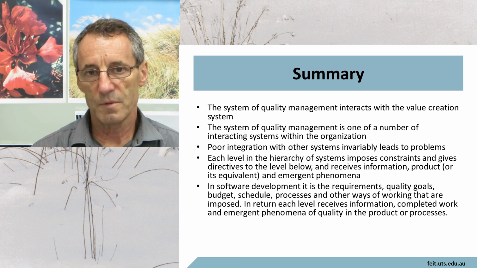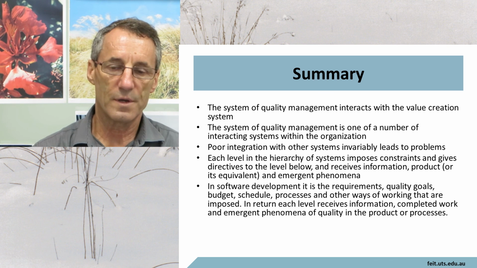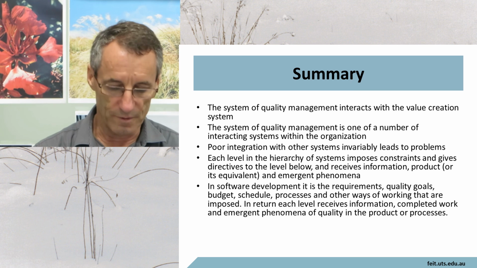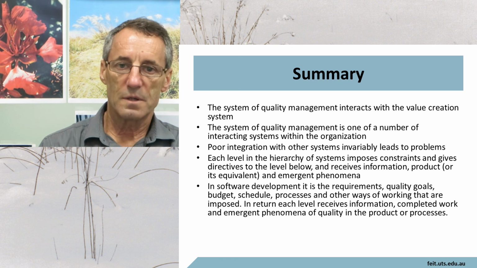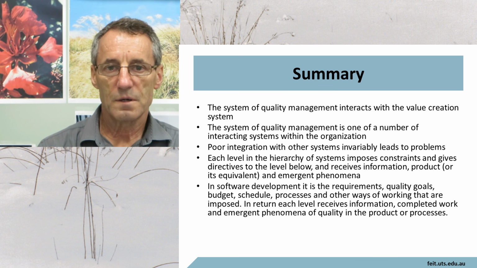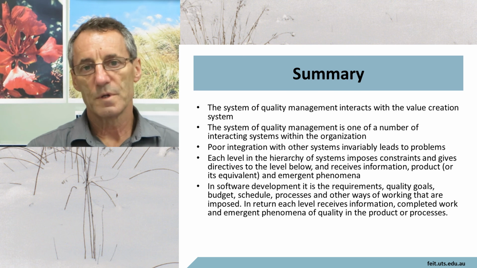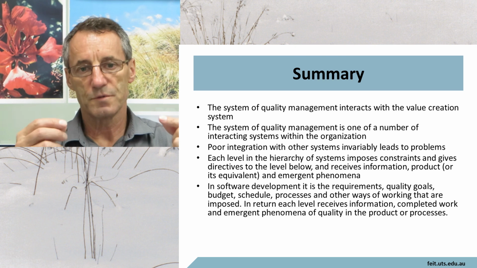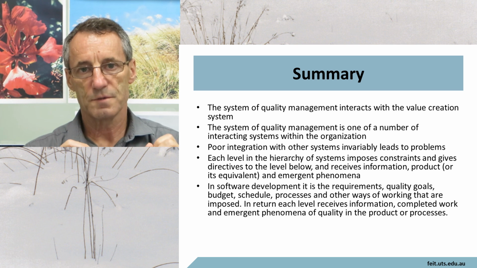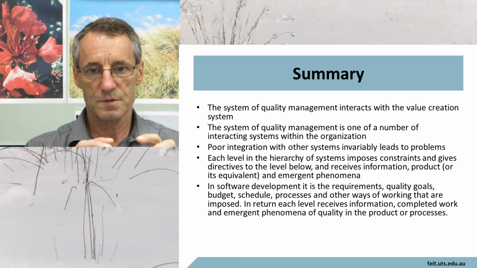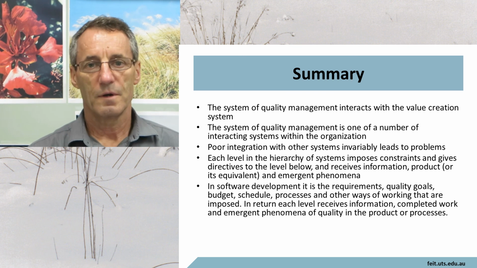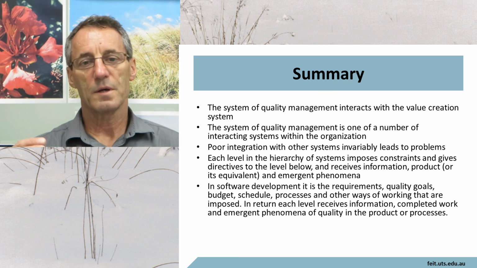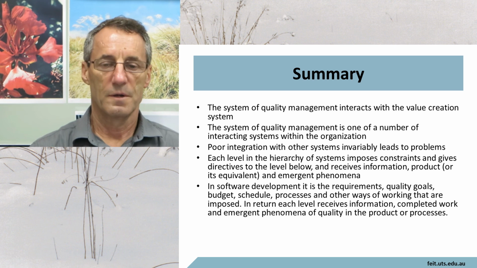So if you have a quality management system that's not well integrated with the accounting system, then things aren't going to work that well. What I spoke about most was the breakdown of the action of directives and constraints from one level of system onto the level below it, and the consequent feedback and emergent properties coming back.